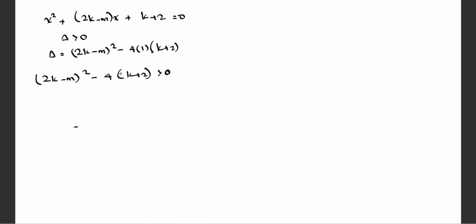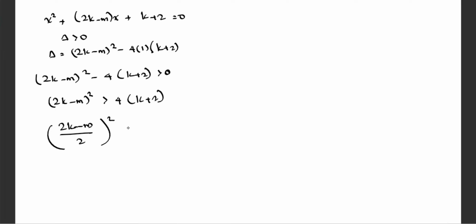Now I'm going to take this 4(k plus 2) to this side. So (2k minus m) whole thing squared is greater than 4 times (k plus 2). Now this will always be squared, which means always be positive. This will be always positive. The least value this can be is what? 0. The least value this can be is 0.